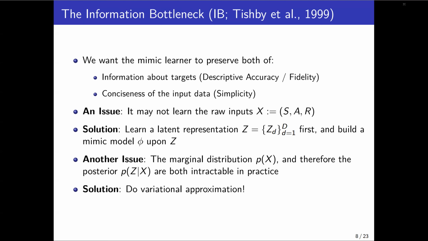A solution is to learn a latent representation Z, which we define as a capital D-dimensional vector, and then we build the mimic learner, called phi, upon this latent vector Z. The second issue is that, given such characteristics of the raw inputs, the marginal probability of Z of X and therefore the posterior of Z given X are both intractable in practice. That's why we also need to utilize the framework of variational approximation, and our model will learn the approximate posteriors.